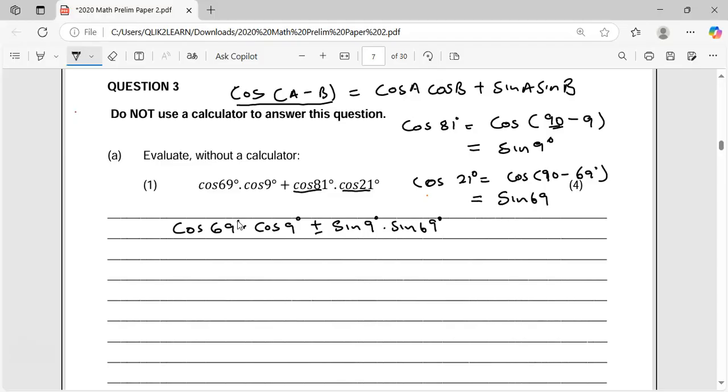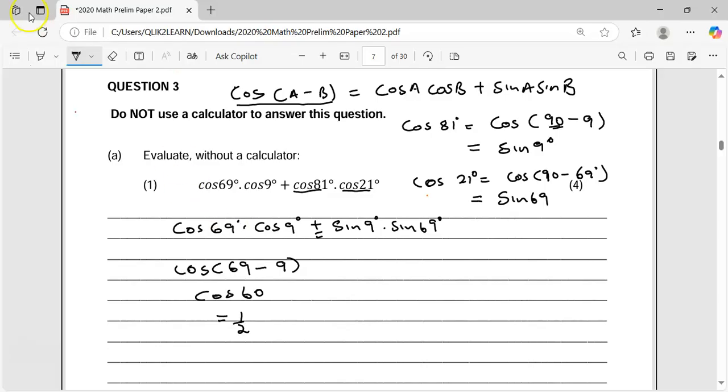Because of this positive, we can quickly write this as the cos of angle A, which is 69, minus, since the sign changes, the angle B, which is 9. So what is cos of 69 minus 9? This is equal to the cos of 60. Nice. So now that we have the cos of 60, we know that 60 is a special angle, which is equal to 1 over 2.